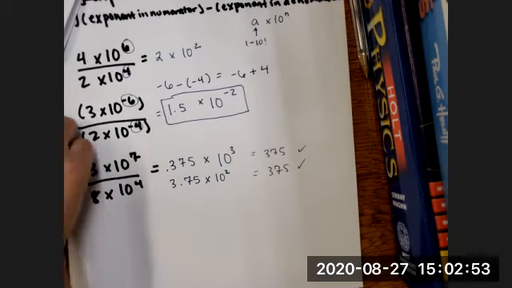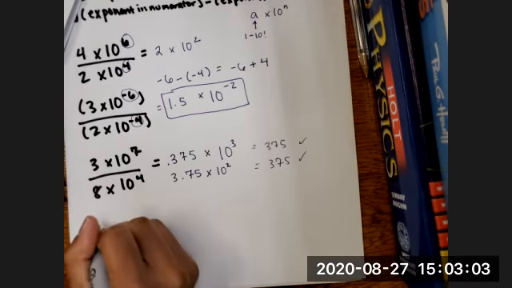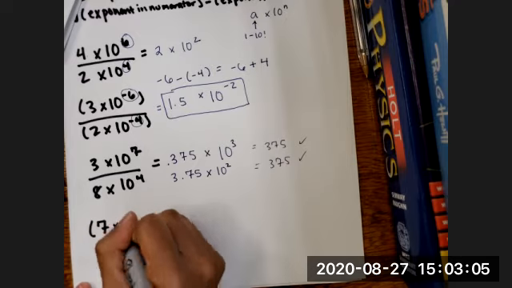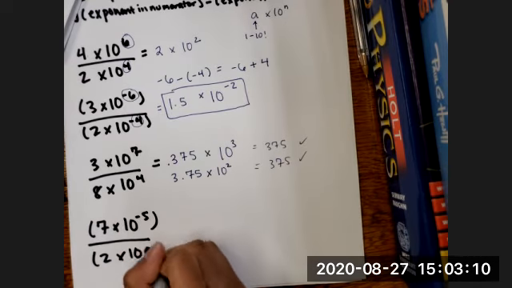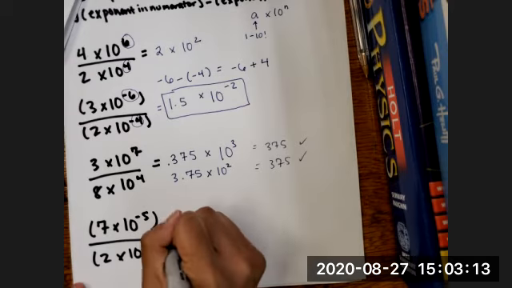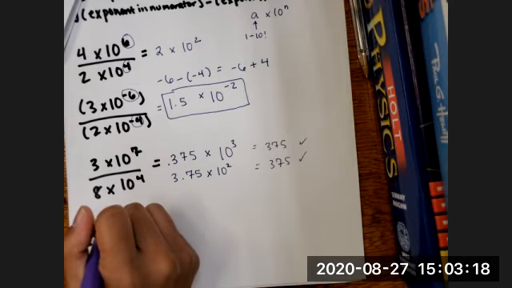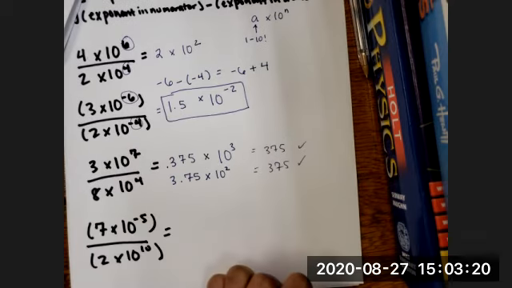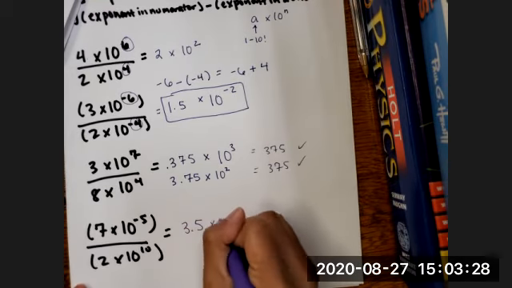All right, the last question for this one is, let's see, I just lost it. Aha, there it is, okay. It is 7 times 10 to the negative 5 all over 2 times 10 to the 10th power. So what I'm going to do is I have 7 divided by 2. Well, I know 8 divided by 2 is 4. So this one's going to be 3.5 times 10.